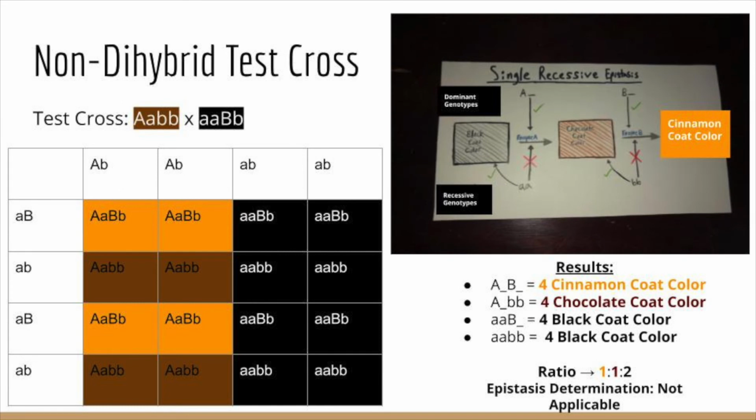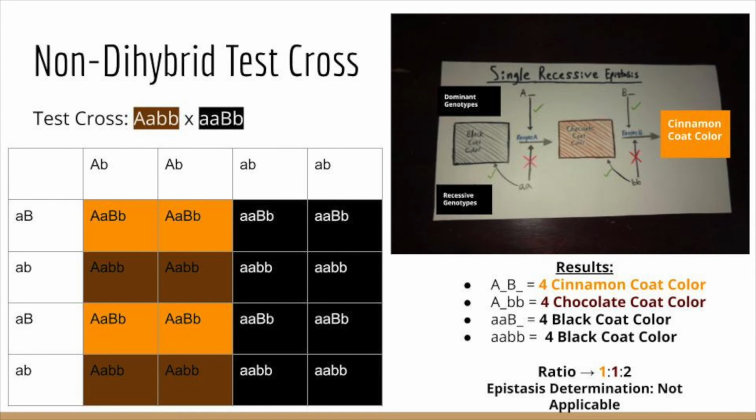The last cross we will be discussing is between one parent who has a phenotype of chocolate coat color and one parent who has a phenotype of black coat color. Considering that this cross is not a dihybrid cross, we should not expect this example to be associated with single recessive epistasis. In the table, you can see that 3 coat color phenotypes arise from this cross, which are black, chocolate, and cinnamon. 4 cinnamon coat color cats arise from the dominant A and B alleles being expressed, allowing for both enzyme A and B to be produced, resulting in this phenotype.